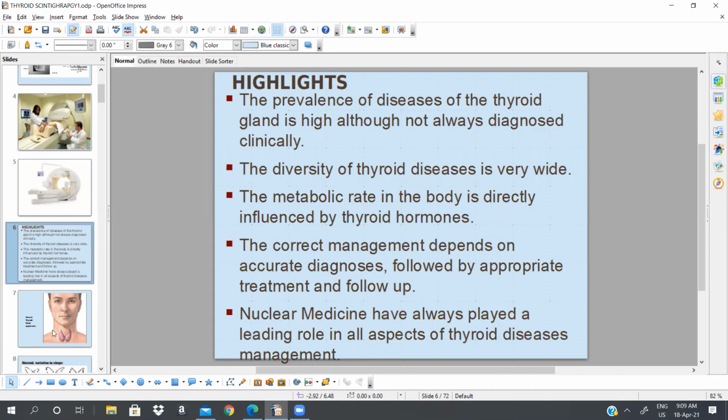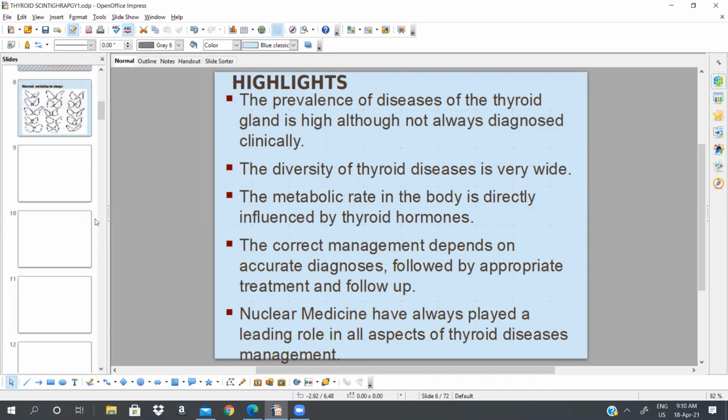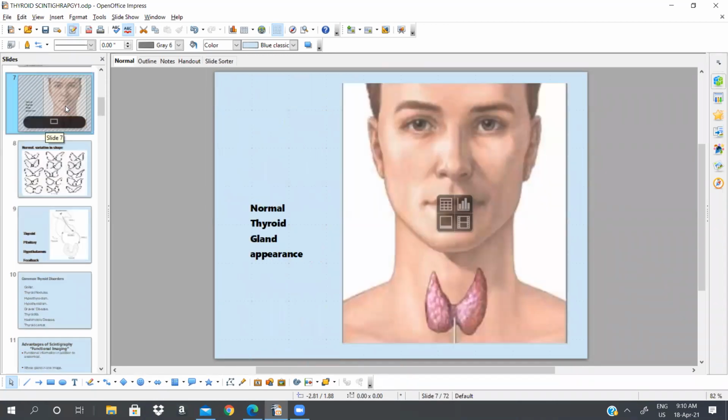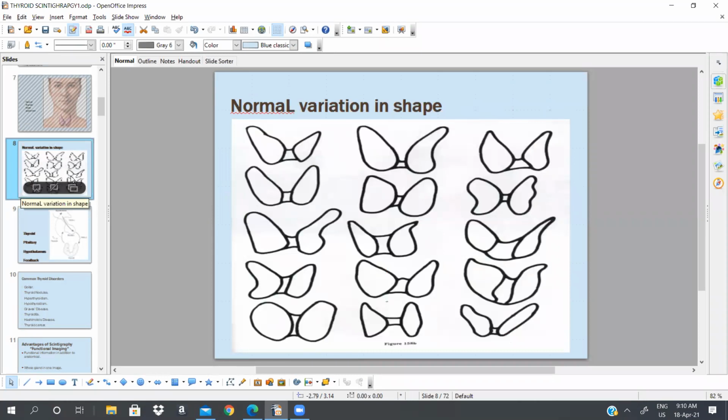thyroid disease. As you know, this is the usual location of the thyroid. It's in the anterior neck. You can see two lobes, right and left, on both sides of the trachea in the midline, usually situated in the anterior neck, superior to the suprasternal notch. But you can encounter many normal variants and shapes of the thyroid gland.